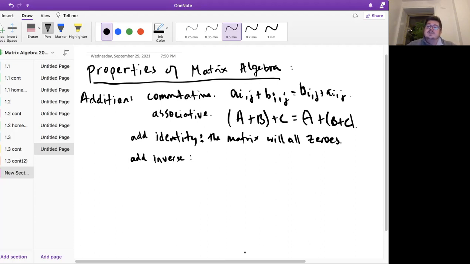So additive inverse means what is the matrix that you add to a matrix such that the result gives you zero? So for example, yes, it's negative A. Negative 1 times the matrix is the additive inverse. Okay.